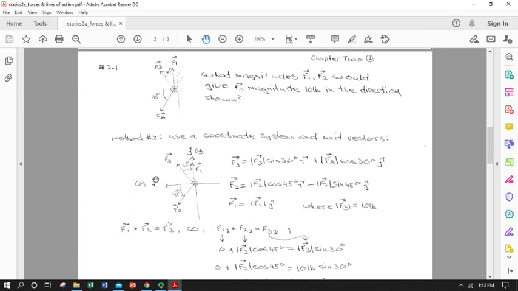So if you're pointing to the left horizontally, you are in the i hat unit vector direction, and if you're pointing straight up, you're in the j hat unit vector direction. My third coordinate axis, if this were 3D, would be pointing back into the paper, using the right hand rule, which we'll go over with the cross product. Okay, so my first job is to break up every vector for which I have a magnitude.